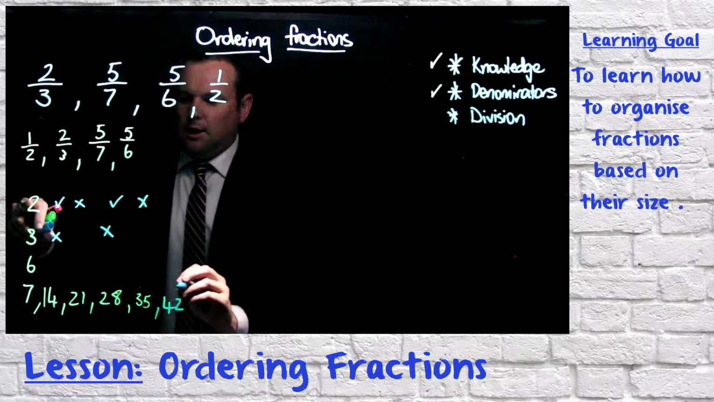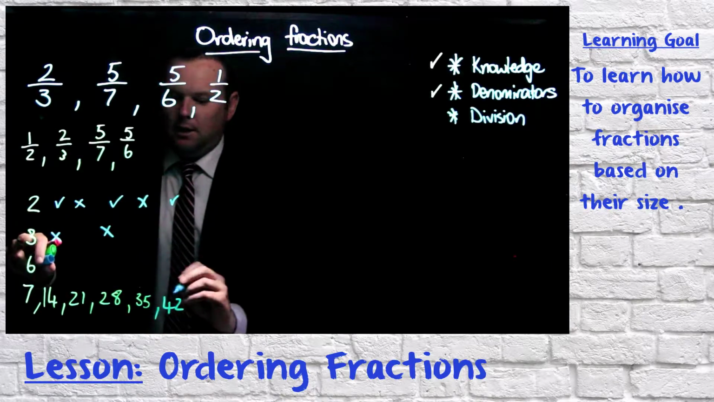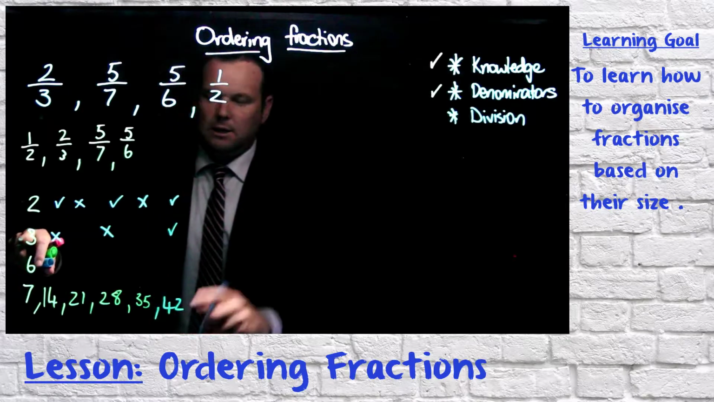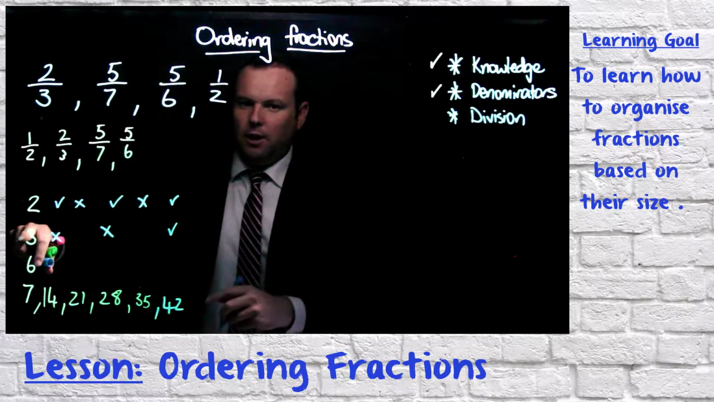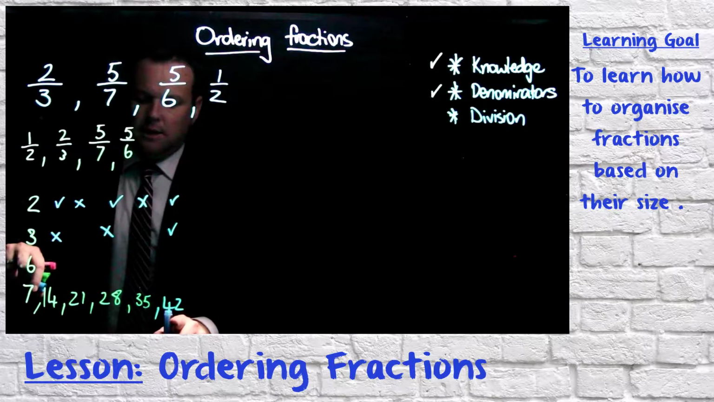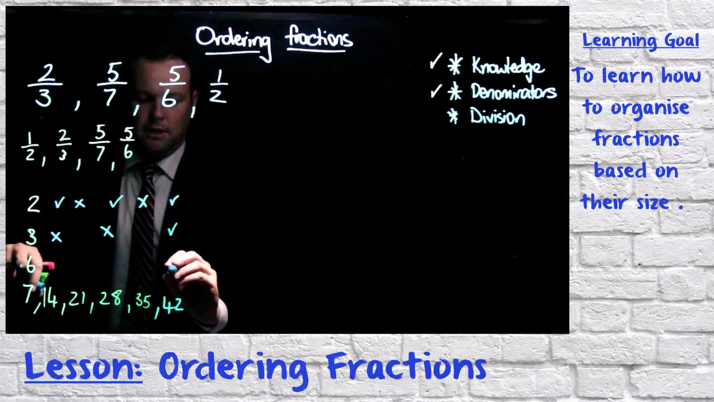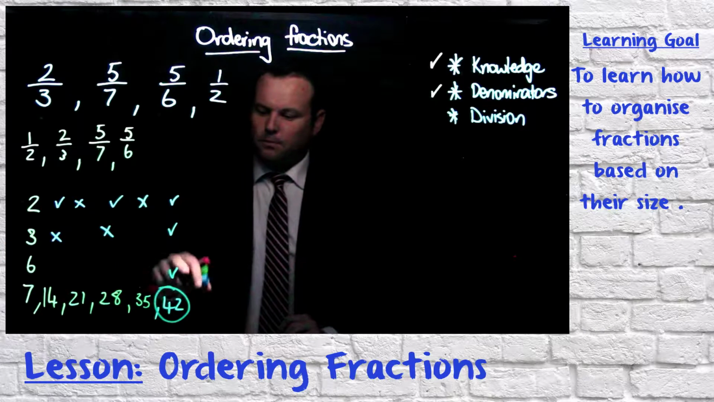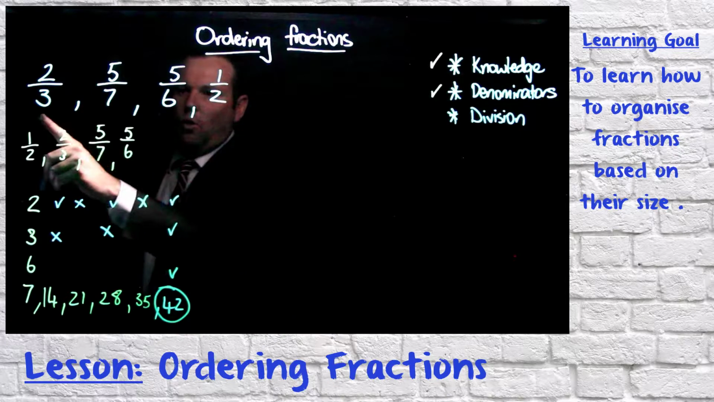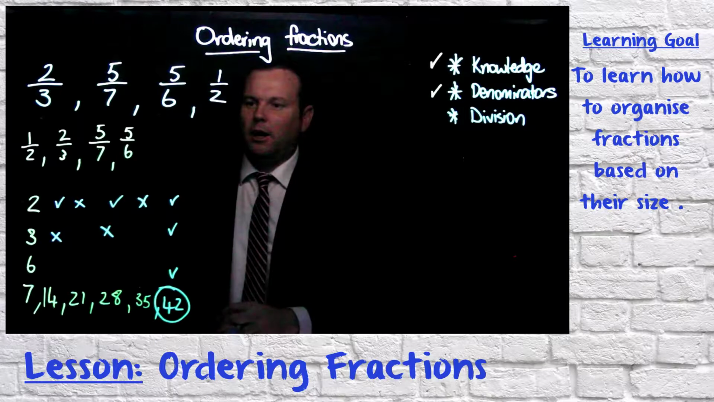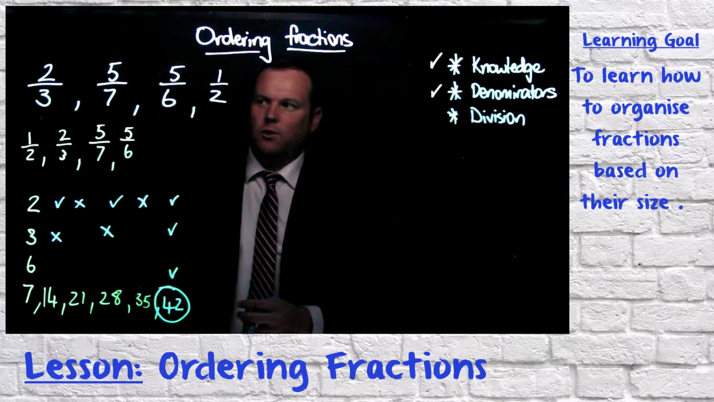42. Can 2 go into 42? Yes, it can. Can 3 go into 42? Yes, it can. 4 plus 2 is 6. 6 can be divided by 3. Can 6 go into 42? Yes, it can. So if we turn all of these into a denominator of 42, then we're going to be able to justify whether or not our answer here is correct.